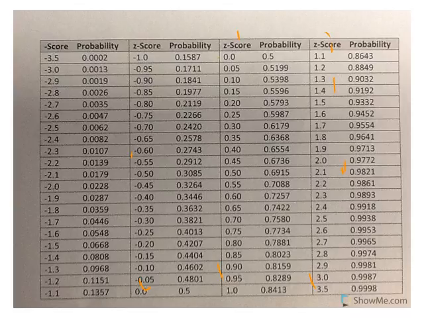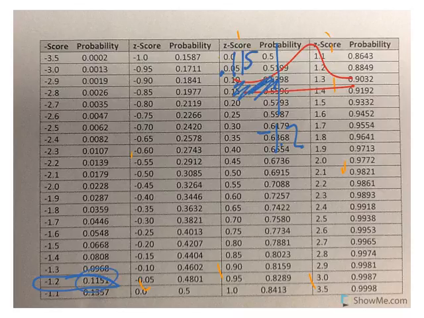So what that means is if I draw a normal distribution curve and I have a z-score of, let's go with negative 1.2. Negative 1.2 is here. That means the area to the left is this, 0.1151. So the probability is always to the left of the z-score. And whenever I can, I'm going to draw a picture so that you can see what I'm talking about.